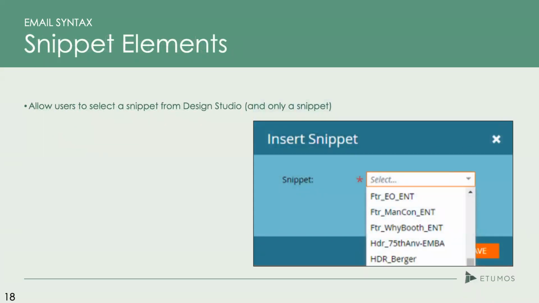Snippet elements allow a user to select a snippet from the design studio. While you can place a snippet in a rich text element too, a snippet element can only have a snippet. You can't replace a snippet element with a rich text element. So it offers a little more control with all the benefits of snippets. And I'll speak more to snippets later on in this session.